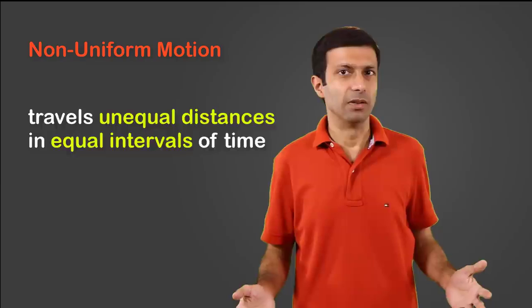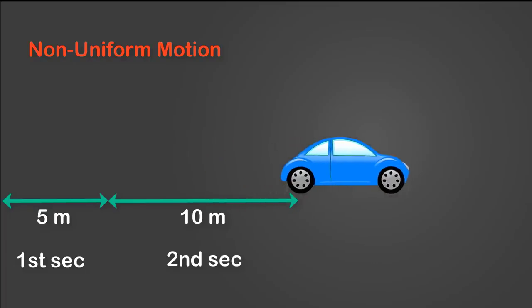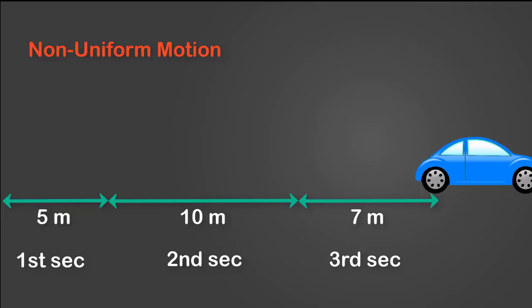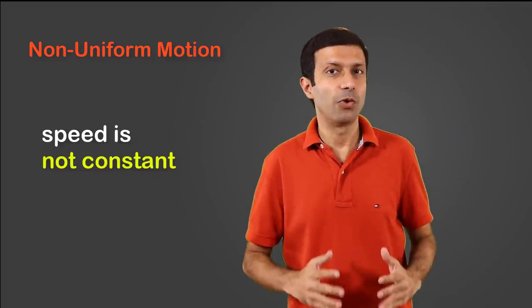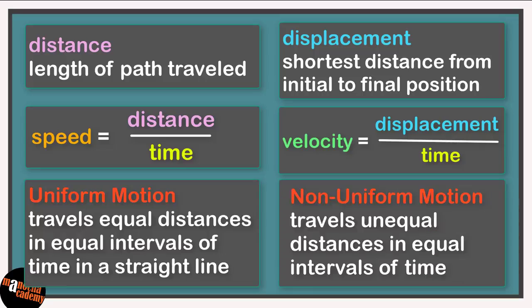Let's take an example. Let's say a car is traveling 5 meters in the first second, and 10 meters in the second second, and 7 meters in the third second. So can you see that the distances traveled every second are unequal here? So the speed is changing. And in non-uniform motion, the speed is not constant. Let's place uniform motion and non-uniform motion on our concept board.